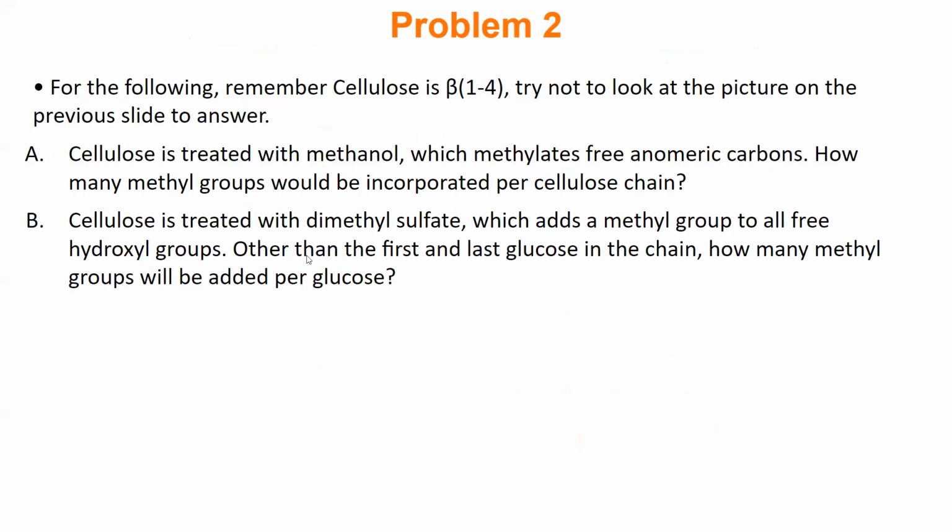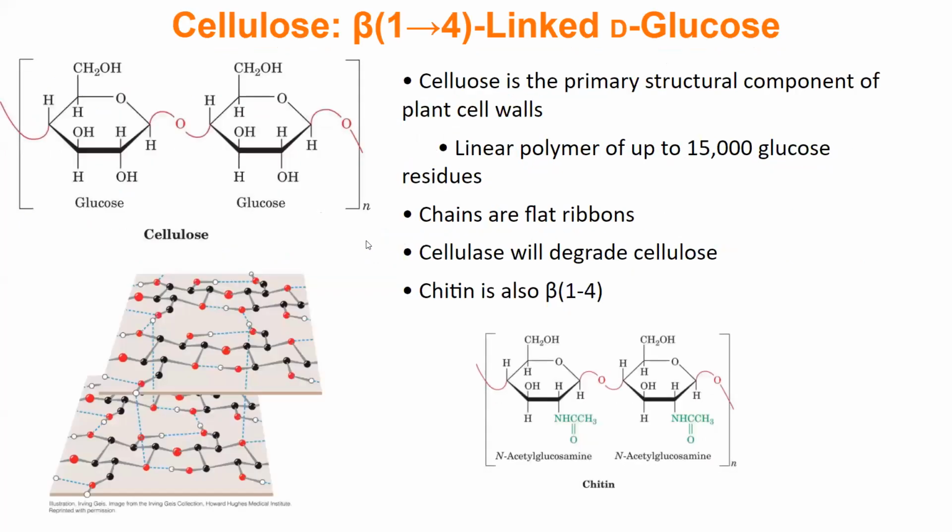And then B, if you treat it with dimethyl sulfate, how many methyl groups do you add to free hydroxyl groups other than the first and last glucose? So let's take a look at this. How many free hydroxyl groups do we have for our glucoses in cellulose? We have 1, we have 2, we have 3. So it should be 3. So that's the overall structure of cellulose, looking at the monomer level.